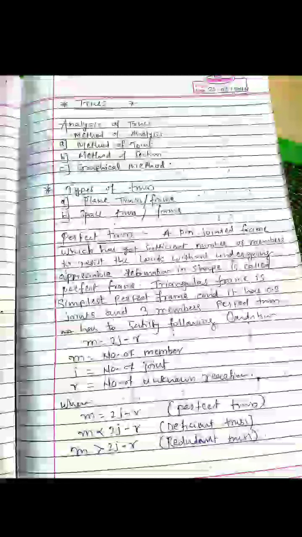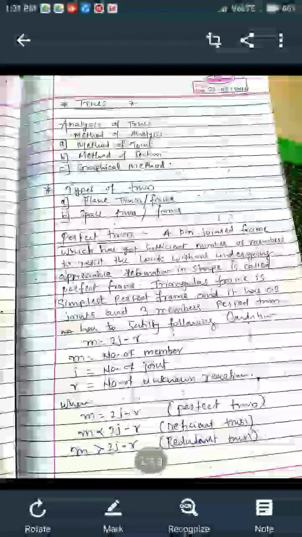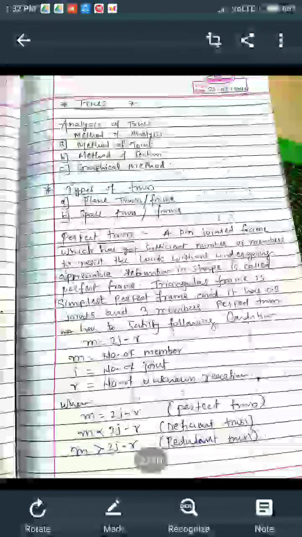Perfect truss. So this is the classification, perfect truss. A pin jointed frame which has sufficient numbers of members to resist the loads without undergoing appreciable deformation in shape is called a perfect truss. Triangular frame is the simplest perfect frame and it has 3 joints and 3 members.